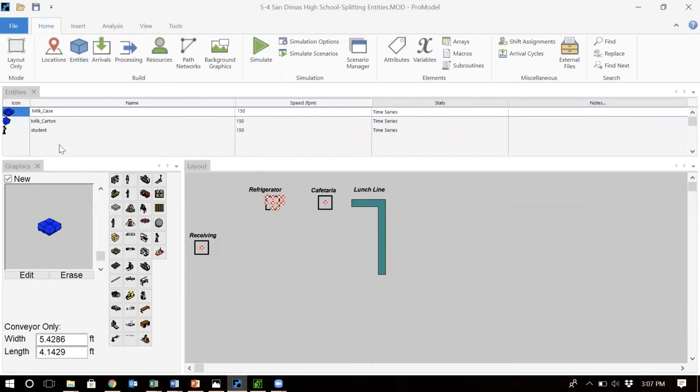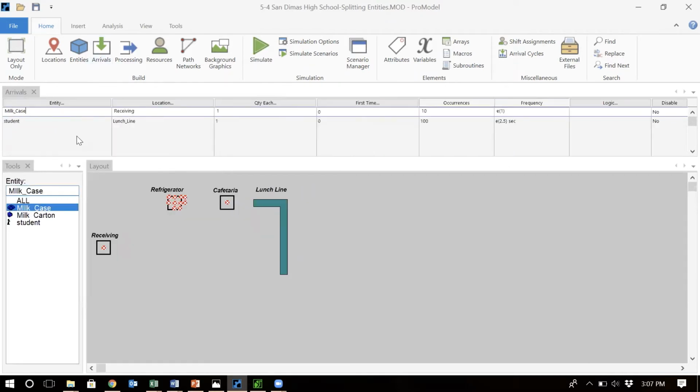My entities are milk case, milk carton, and students, these three. And then I have two variables, as I said. Milk case goes to the receiving one at a time from the start of the simulation. And remember I said I'm going to receive only 10 milk case.